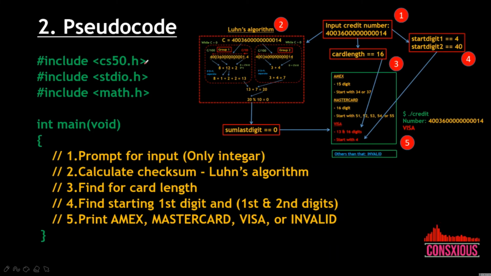So the pseudocode here, we will include three libraries: CS50, standard IO, and max.h. So, integer main. There are five major steps in constructing the program. First, we're going to prompt for inputs, only integer, which is this. Second, calculate the checksum loop algorithm, the card length, the starting digit, the first digit, and the first and second digits, which is this. Then we will construct the conditions for this: the AMEX, MasterCard, Visa, and Invalid.